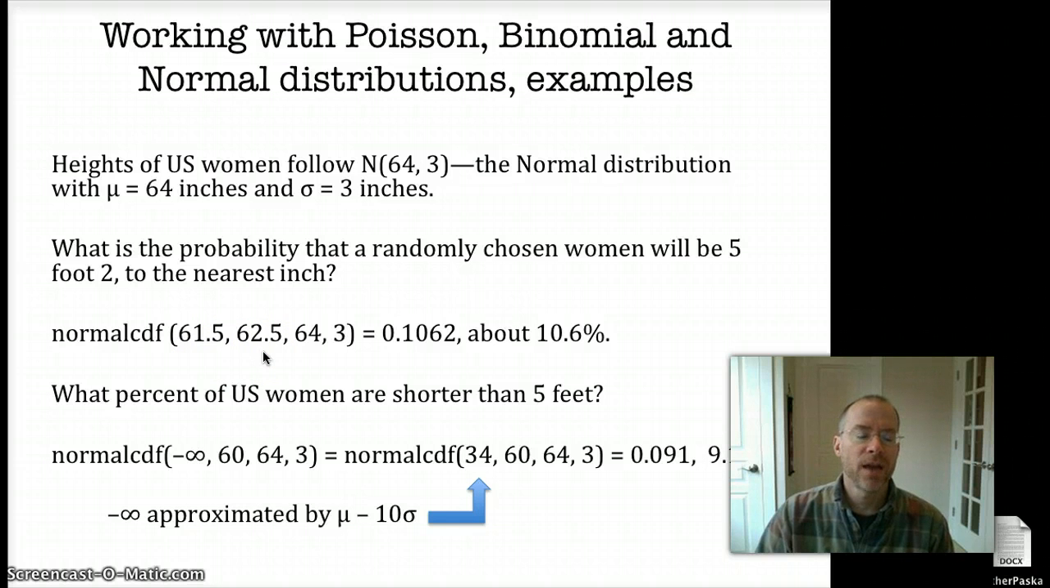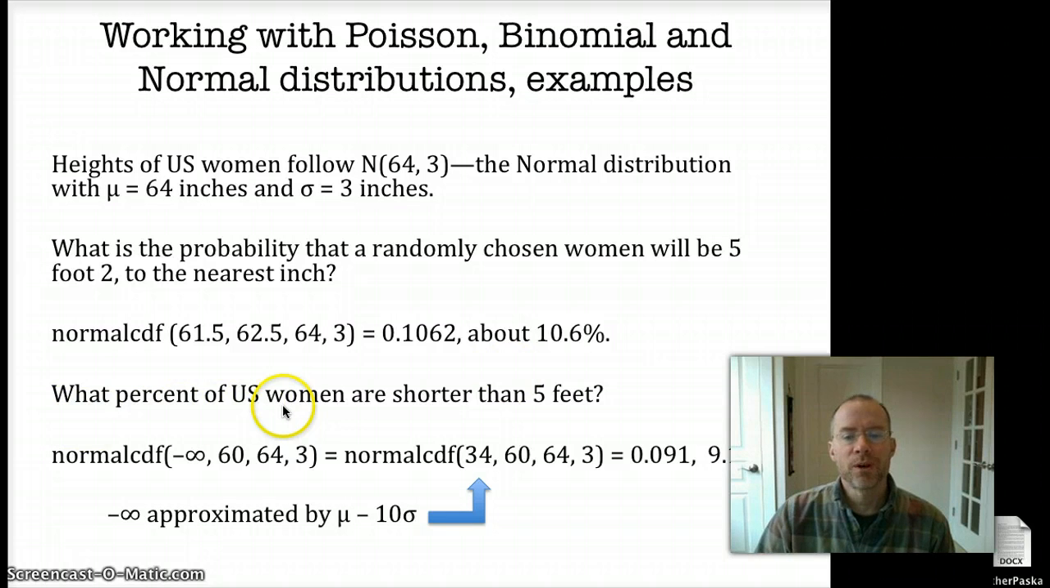Okay, so you're going to find that shaded area with normal CDF. The syntax is lower end point, upper end point, or lower bound and upper bound of the area. And then you have to tell the calculator what's the mean of the distribution, what's the standard deviation of the distribution. Hit enter, and you get about 10.6%. So about 10.6% of all women are 5'2" within half an inch to the nearest inch.